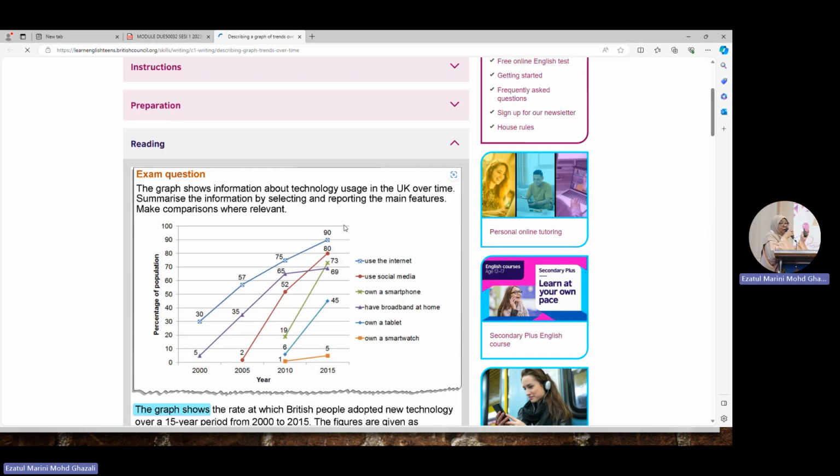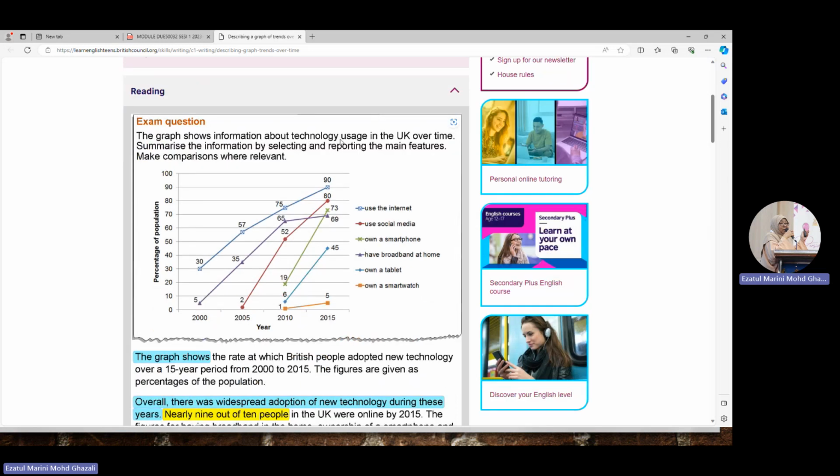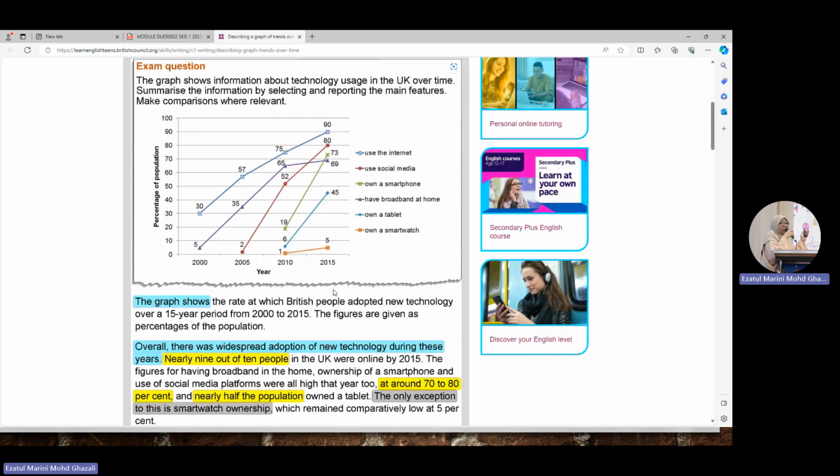All right. The graph shows information about technology usage in the UK over time. This is in your module, actually. Summarize the information by selecting and reporting the main features. Make comparisons where relevant. Here, the title of the graph is not provided to you. However, you know that the graph is talking about technology usage in the UK over time because it is mentioned in the description of the assignment or the text.